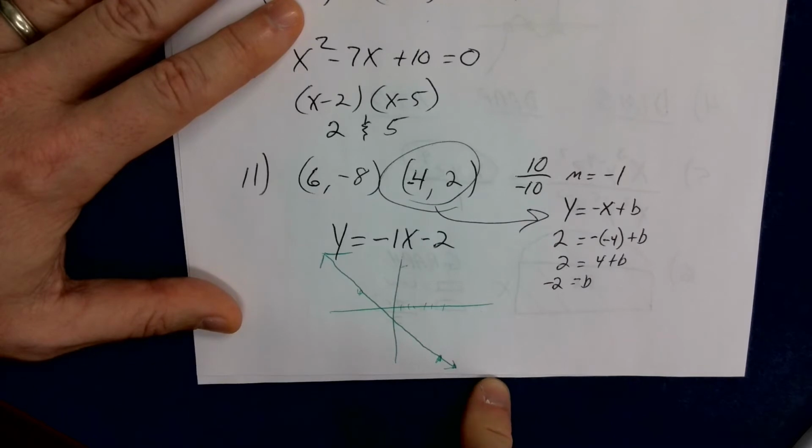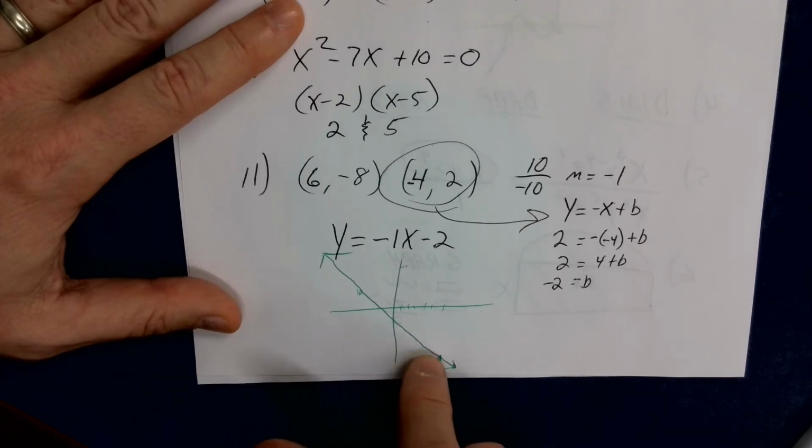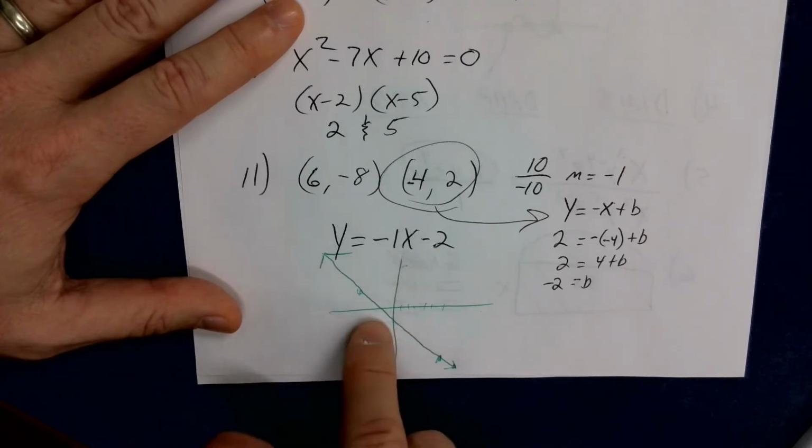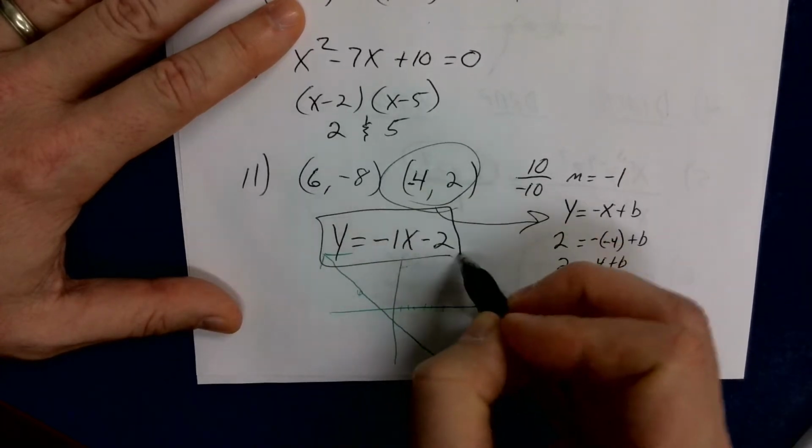A negative slope, about a 45-degree angle, because remember, a slope of 1 or negative 1 is 45 degrees. That looks pretty darn good, and then the y-intercept's negative 2. So I feel really good about that answer.